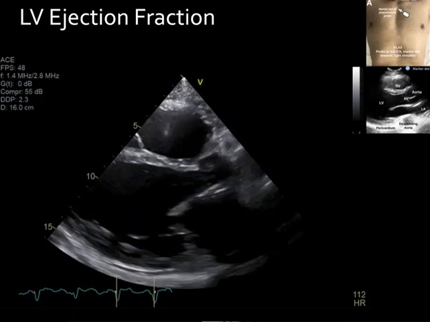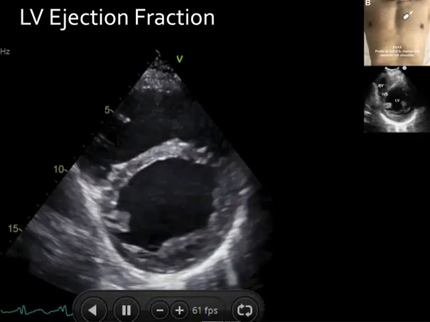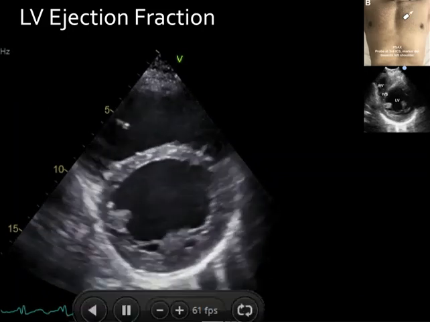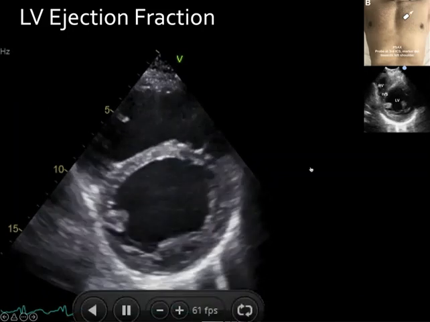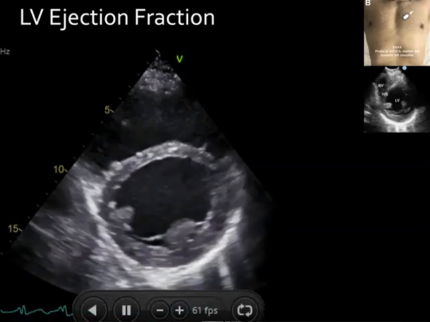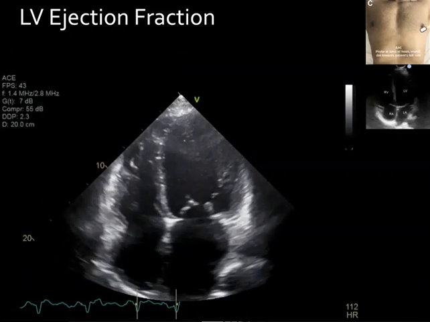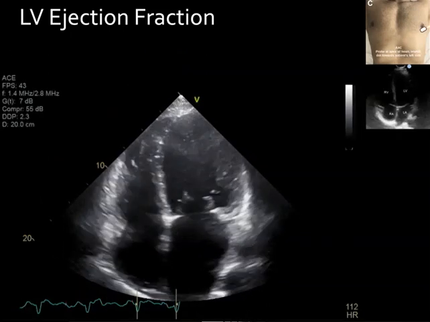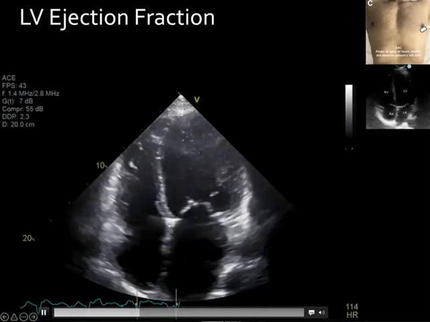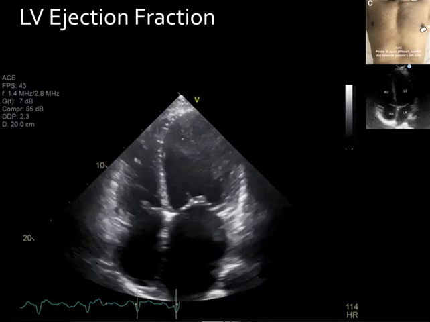Here's your short axis view. Again, globally down. It looks like maybe the anterior septum is moving less than everything else, but this is an ejection fraction that is very reduced. And this is your apical view. Same thing here, you're seeing that the LV is globally reduced. I think this was given an ejection fraction of 15 to 20%.